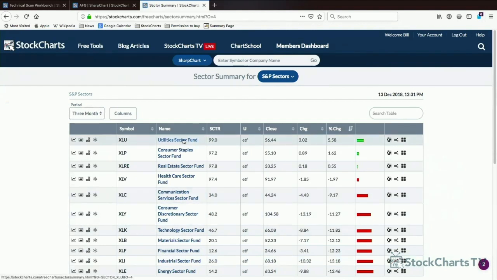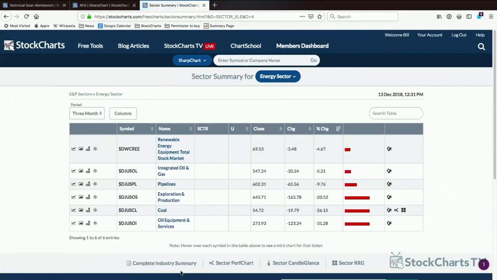Normally what we would do is we'd look for the best of the best, and we'd click the top row and we'd find the best of the best. We can do the inverse here. This is sort of what we're doing with that scan. We're going to go down and look at energy's not been doing well. Oil services has been doing the worst in that group.